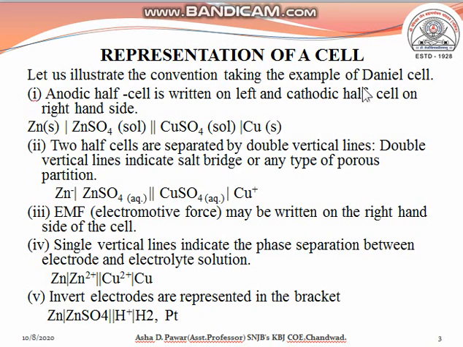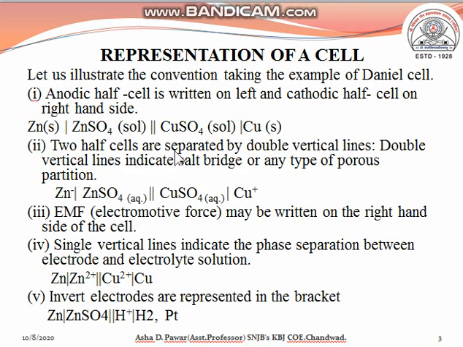For example, here I take a Daniel cell. The anodic half cell is written on the left side and the cathodic half cell is always written on the right-hand side. For example, zinc solid, that is the electrode, a zinc rod in the presence of zinc sulfate, and copper sulfate solution in the presence of a copper electrode. So at the right side there is the cathode, that is this half cell, copper in copper sulfate, and at the left side zinc in zinc sulfate, it is the anode.